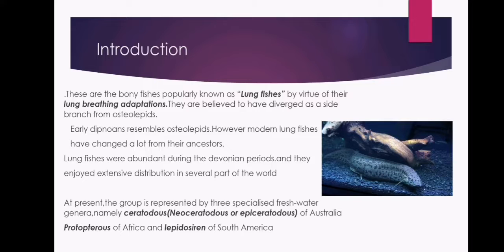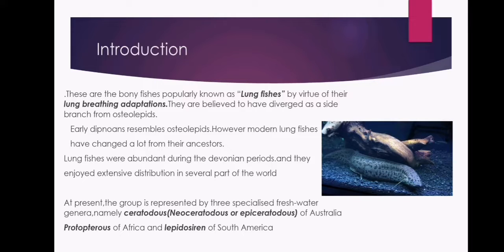They are believed to have diverged as a side branch from osteolepids. Early dipnoids resemble osteolepids in having heavy scales, heterocercal tail, lobed fins, and well-ossified skull. However, modern lungfishes have changed a lot from their ancestors.